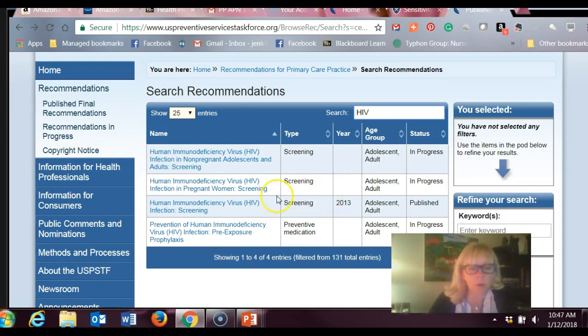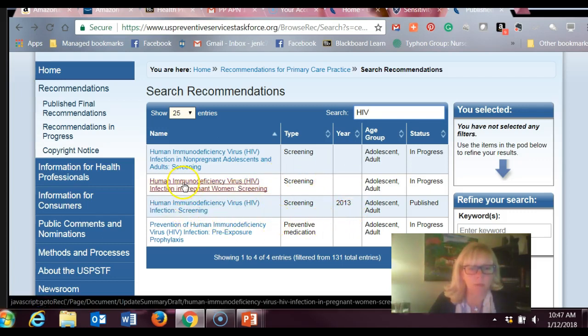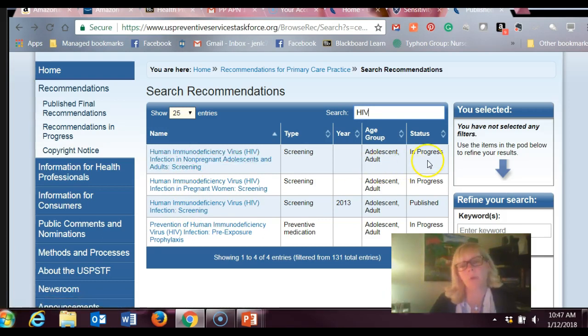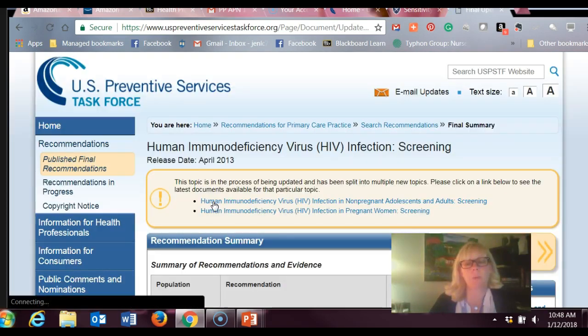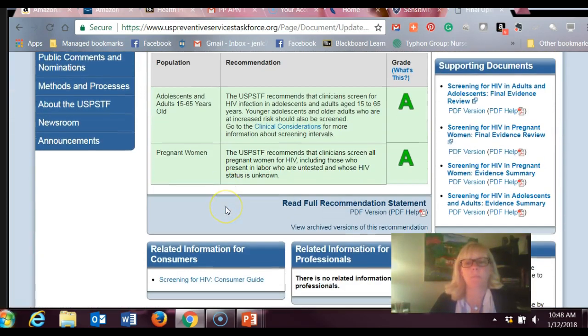All right, so let's just see. There's no year here. This is 2013. Okay, this is non-pregnant adolescents and adults. That's in progress. Okay, so you see we have a 2013, so that's the one we're kind of going by right now, but as you can see, there's new guidelines in progress now, but they're just not published yet, as well as preventative medication. Let's click on what the current guidelines are.